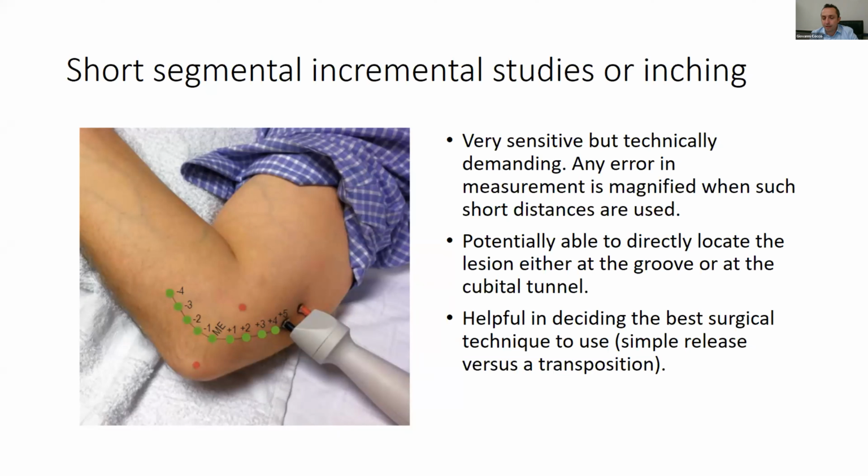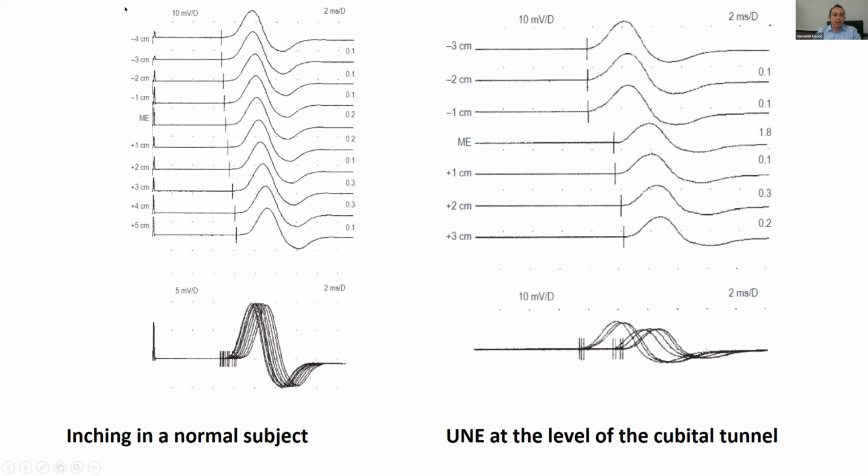So how does this test appear? For example, we have here the inching of the ulnar nerve in a normal subject, and we can see that the latency between the different segments remains more or less normal. Whilst in this other patient with an ulnar neuropathy at the elbow, we can see that there is a sudden increment of the latency between these two segments. We can see that there is a gap between the action potentials which we can elicit with a segmental stimulation.